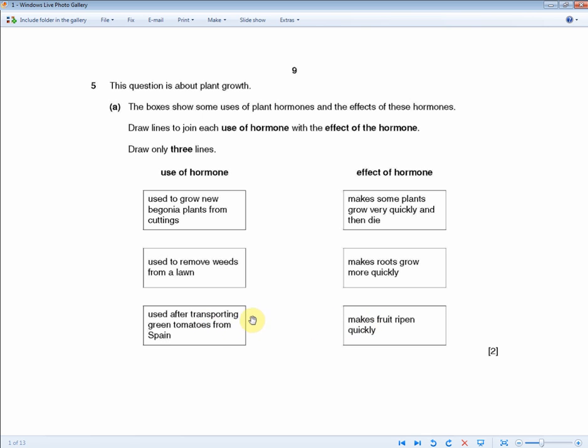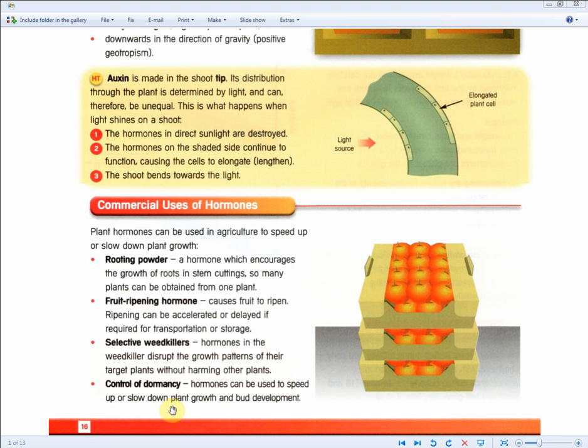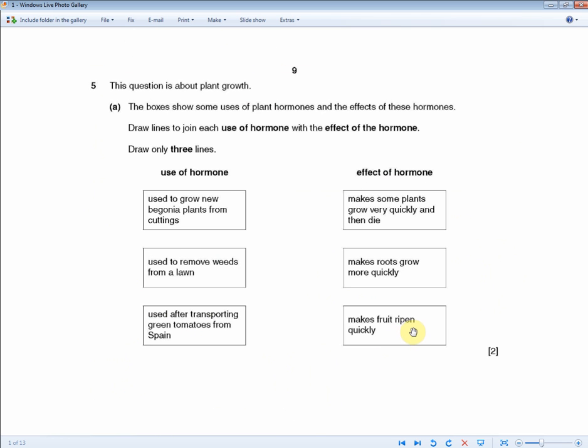But we need to confirm that this is the right one. So used after transporting green tomatoes from Spain, the revision guide tells us that fruit ripening hormone causes fruit to ripen. Ripening can be accelerated or delayed if required for transportation or storage. So therefore, it makes fruit ripen quickly. And that's how you get your 2 marks.